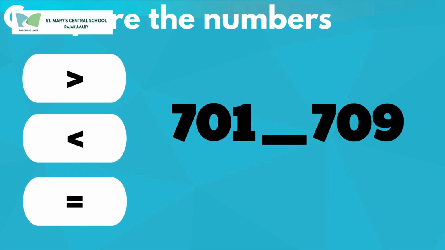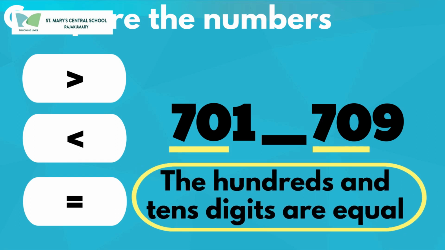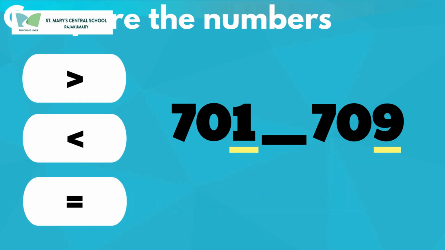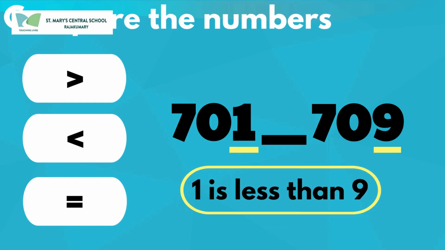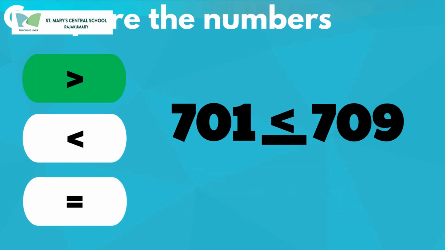5. 701 and 709. The digits are equal in both the hundreds and tens place. So we look at the ones place. 1 is less than 9. So the answer is less than.